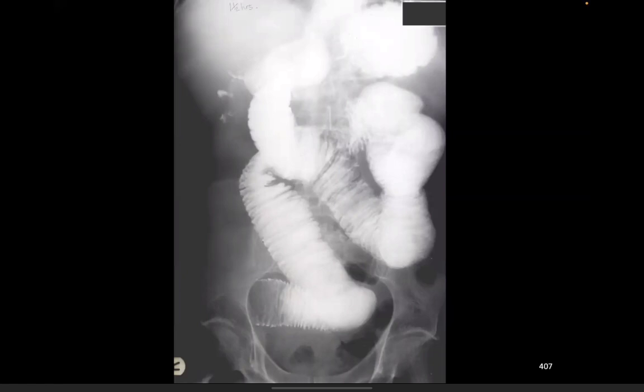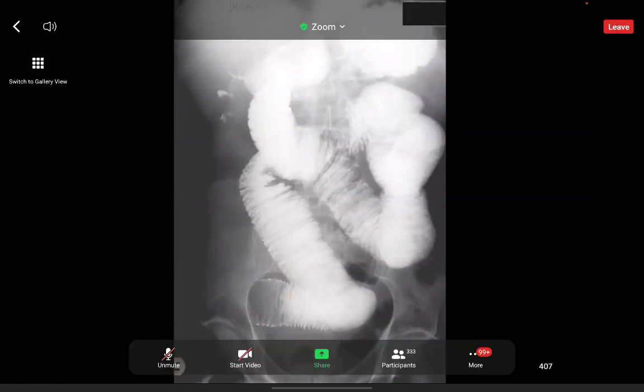Now, you may not have seen this before. This is a small bowel meal in somebody who's got acute on chronic abdominal pain. Now, it's a rather unusual investigation for acute abdominal pain. I think nowadays, most patients will have a CT scan. So this is probably a little bit historical.